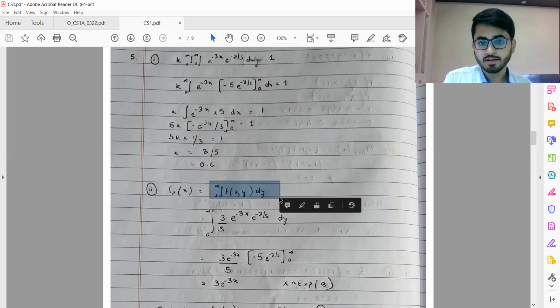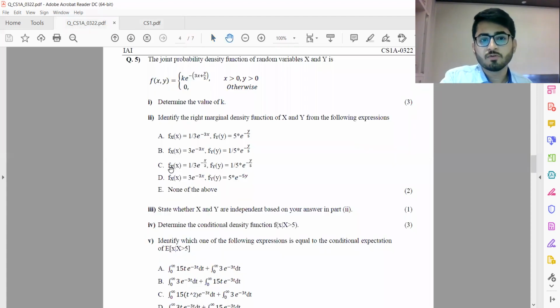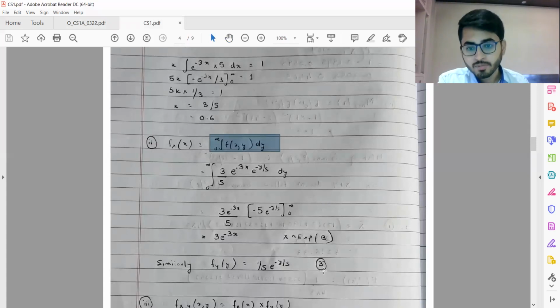We need to find the marginal distribution of X. We have this formula directly, multiplied, and it comes out to be 3 e to the power minus 3x. And here I've identified that X follows nothing but exponential 3. Similarly, f of y will be 1 by 5 e to the power minus y by 5. So basically Y follows exponential 1 by 5. So my correct option here in this case would be C. This is the MGF of f of x, and sorry, not option C. It should actually be option B over here: 3 e to the power minus 3x, 1 by 5 e to the power minus y by 5. So, okay, I've written B only. I misread this as C. Option B is the correct one.